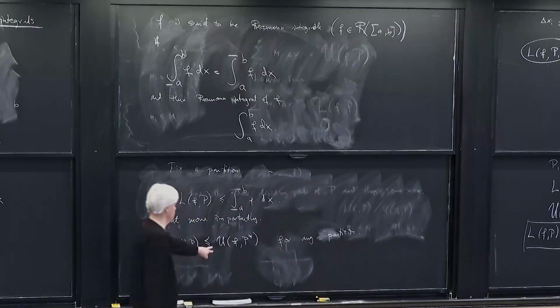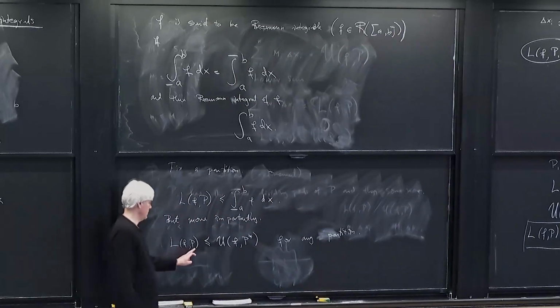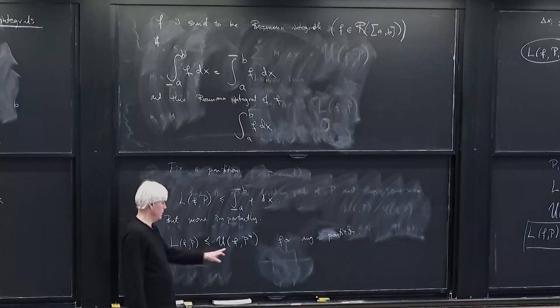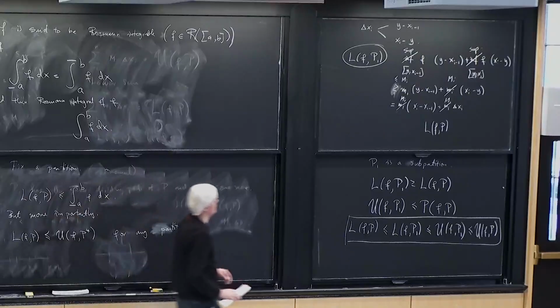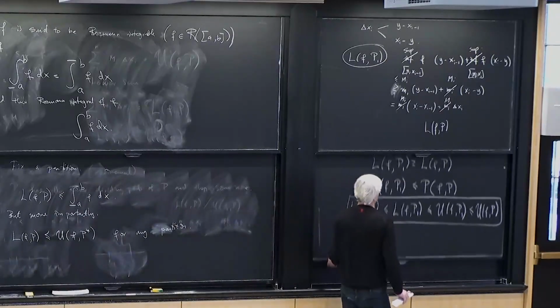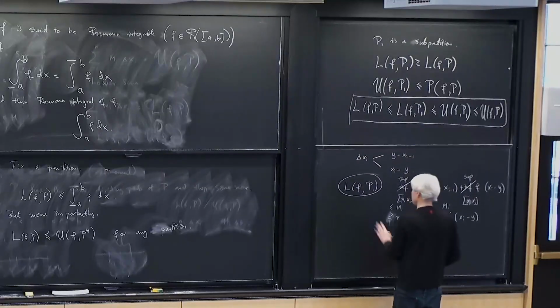So I claim that you always have this here. If you take two partitions, P and P star, then the lower sum for one is less or equal to the upper sum for the other. Why is that the case? This just uses that inequality over there. It uses that together with this inequality.